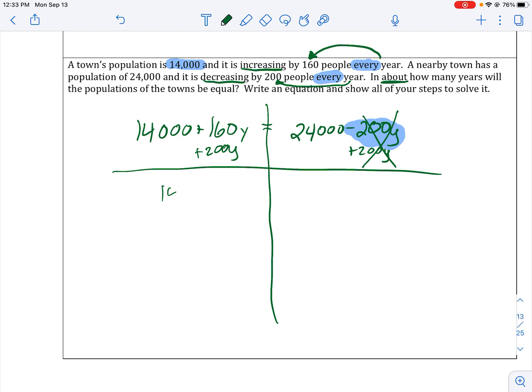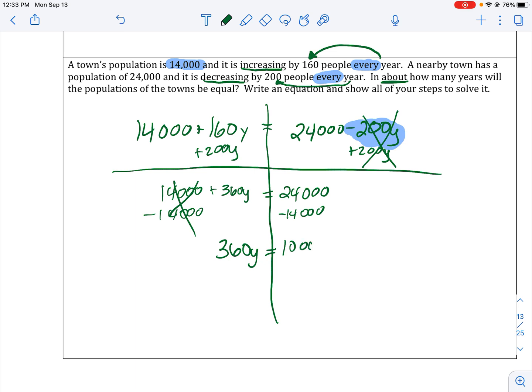So I have 14,000 plus 360y is 24,000. Now I need to eliminate my constants on the left because I have my variable on the left of the equation. And then we divide to isolate our variable, which means get it by itself. And I get y equals about 27.8. So in about 28 years, these towns will have roughly the same population.